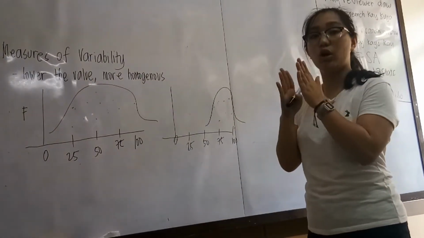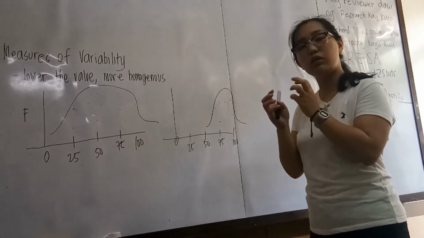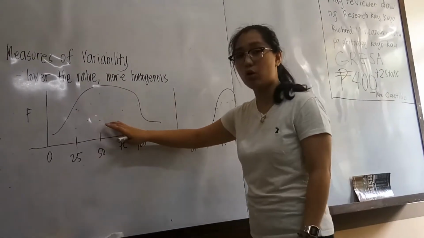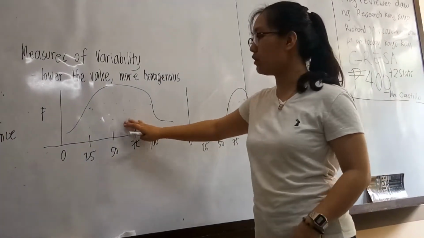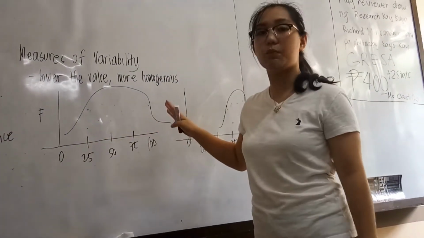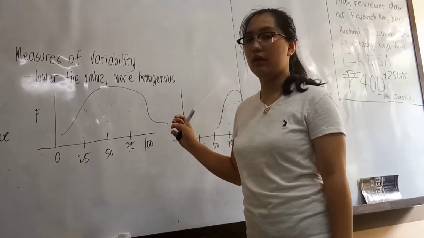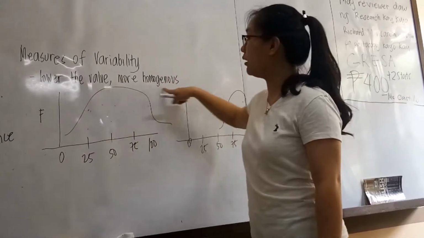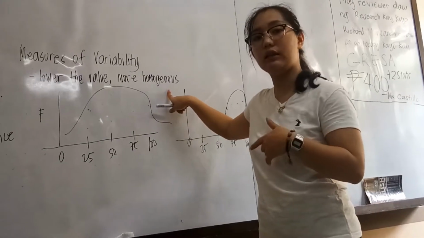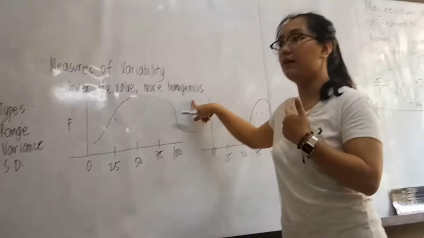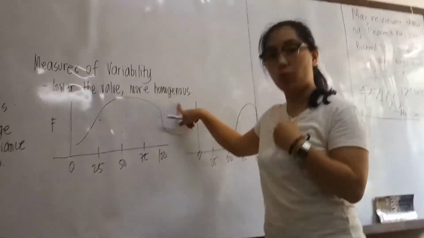data is actually narrower. So, for hetero naman, this one is a heterogeneous type of data. Kasi as you can see, the data is actually dispersed from each other. Okay? So, masasabi natin na more homogeneous kung yung na-compute natin na value is actually lower.